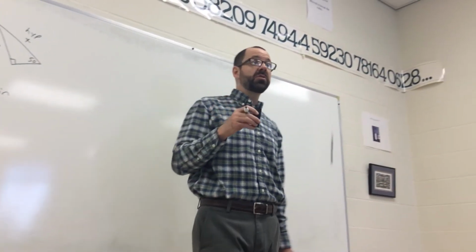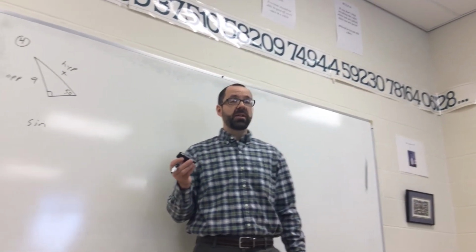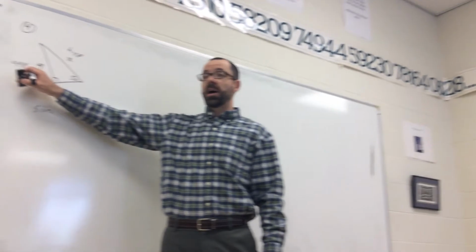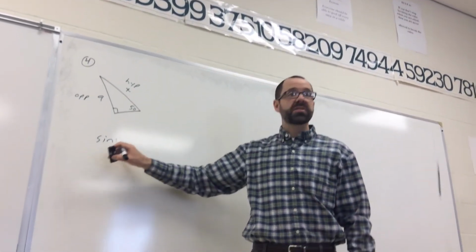So I knew we were going to use either sine or cosine or tangent based on the fact that it was a right triangle, and because they gave us an angle. And then I'm picking sine because the sides we're working with are the opposite side and the hypotenuse side. That's why it's sine.